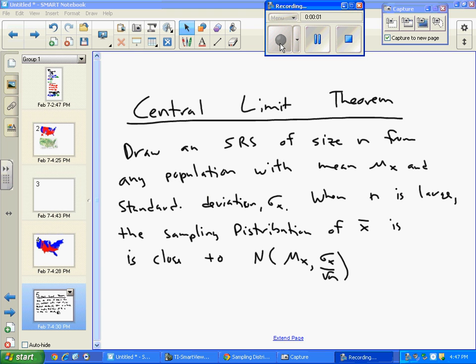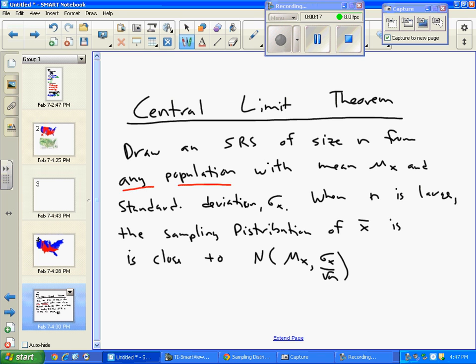Okay, so we're going to talk about the central limit theorem. This is an idea in statistics. Here's what it says. It says you've drawn an SRS of size n from any population with mean mu of x and standard deviation sigma of x. And notice this is any population here. That's the important language, meaning that it doesn't have to be a normal distribution necessarily.